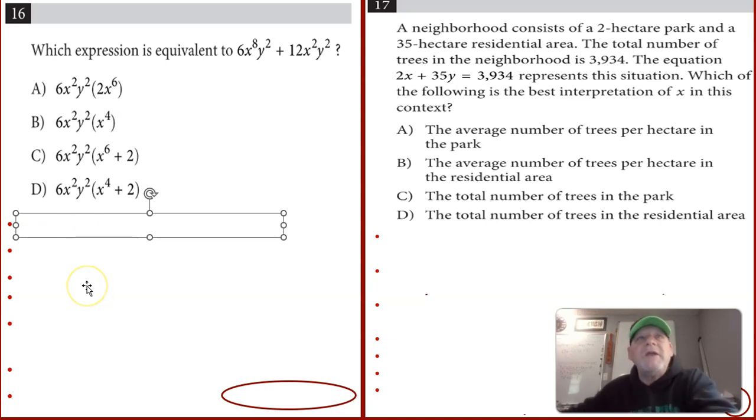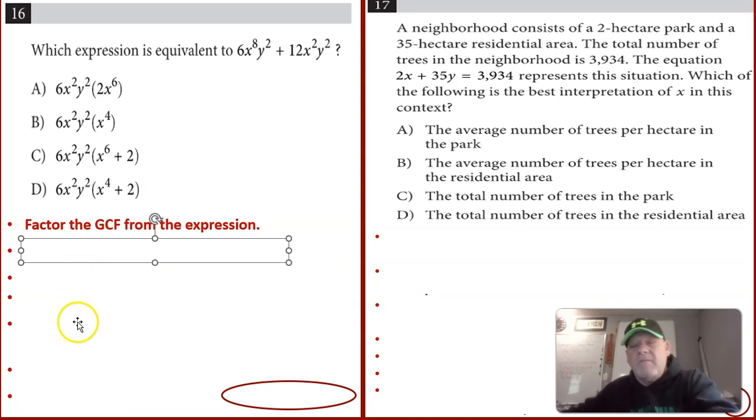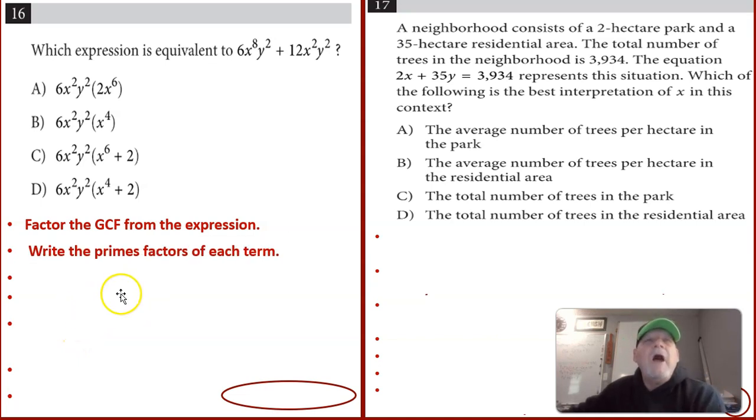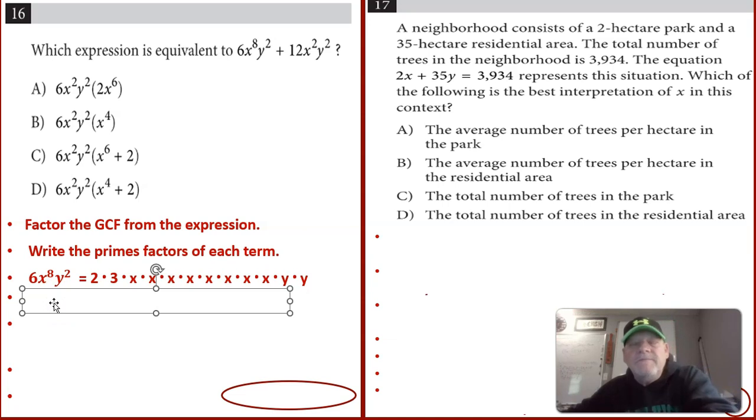All right, on number 16, here's the explanation. You can factor out the GCF and see if any of them match up. And I teach factoring by writing primes. So you can write the primes of 6x to the 8th y squared. The 6 is 2 times 3. The x to the 8th is written as x as a product 8 times. And y squared is y times y. You could also use a factor tree if it were more complicated, but that is a fairly easy one.